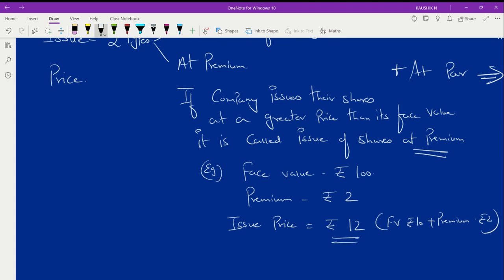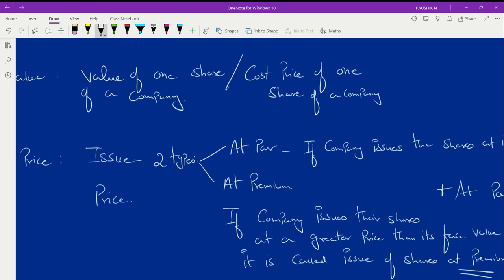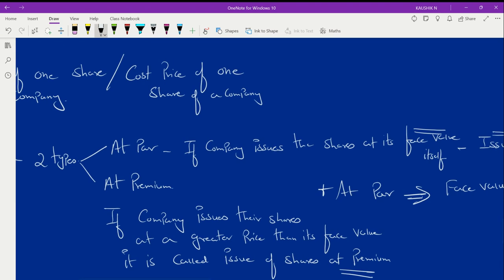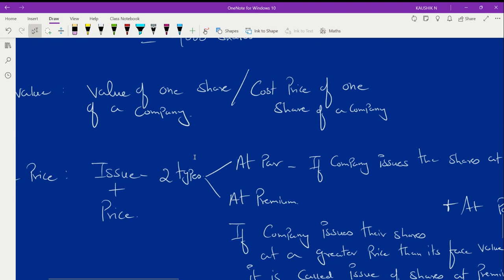Okay, so this is what we say. The issue price, we are quoting some price. If you add these together, you'll get your issue price. If you are issuing at par, then you won't have any additional price. If you issue at premium, then you'll have some additional value that, if you club with this, you'll get your issue price. So face value is the value of one share, whereas issue price is, if you issue at premium, the original face value plus some additional value. If you issue at par, you won't have any additional value to the face value. Able to understand?